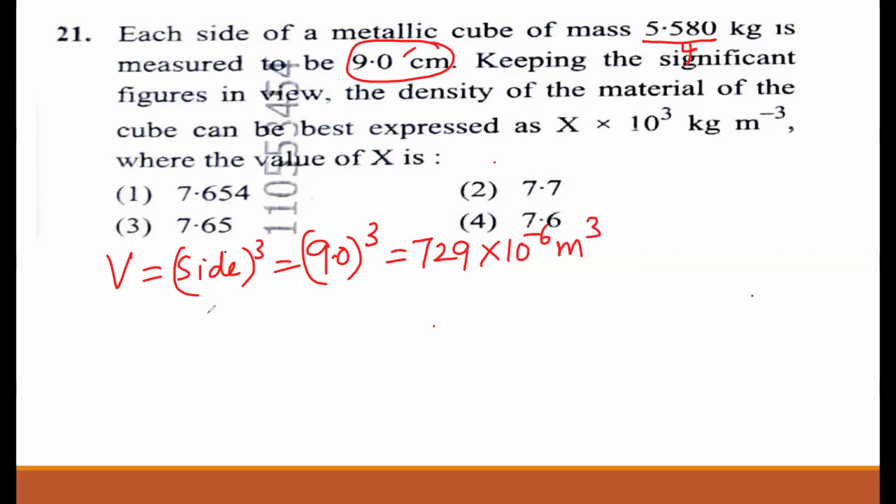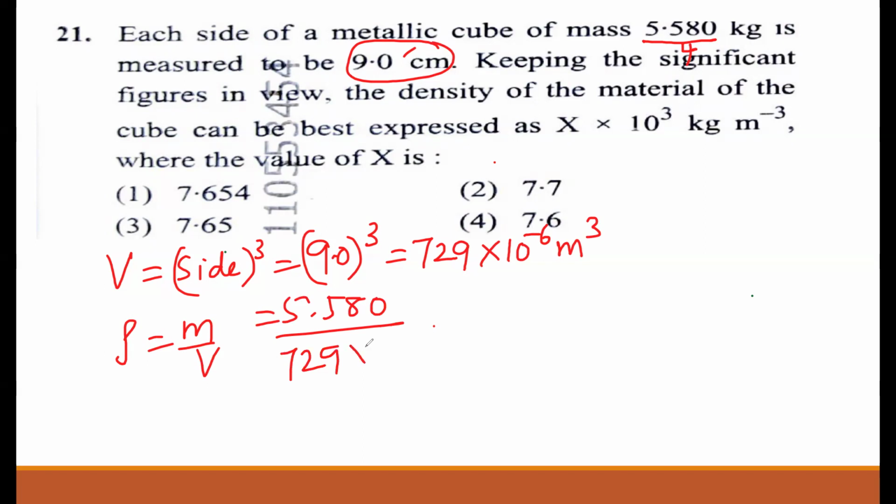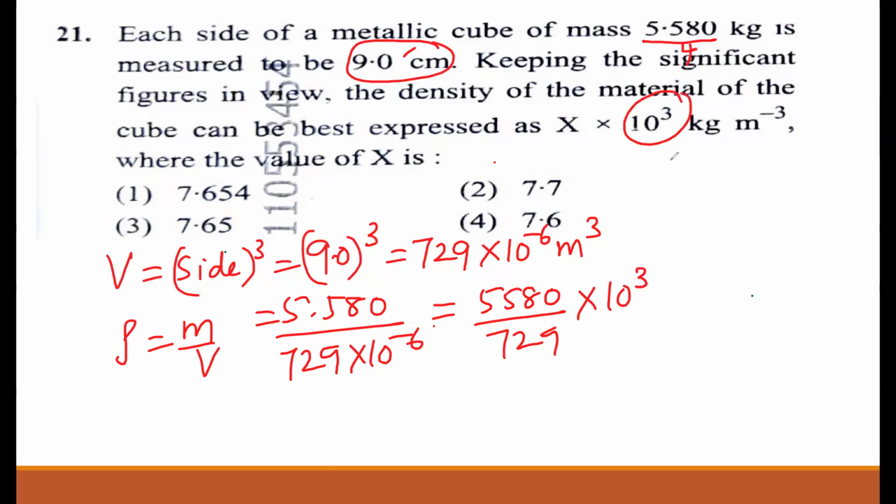So then what would be the density? So density is mass by volume. So mass is 5.580 by 729 into 10 power minus 6. So if I take 3 zeros up, it would be 5580 by 729 into 10 power 3, because they gave x into 10 power 3. I wrote in 10 power 3 by taking 1000 here. So 729 into 10 times would be 7290. So obviously it will be around 7.654, let us suppose. Because we're seeing the options, you can guess it up.